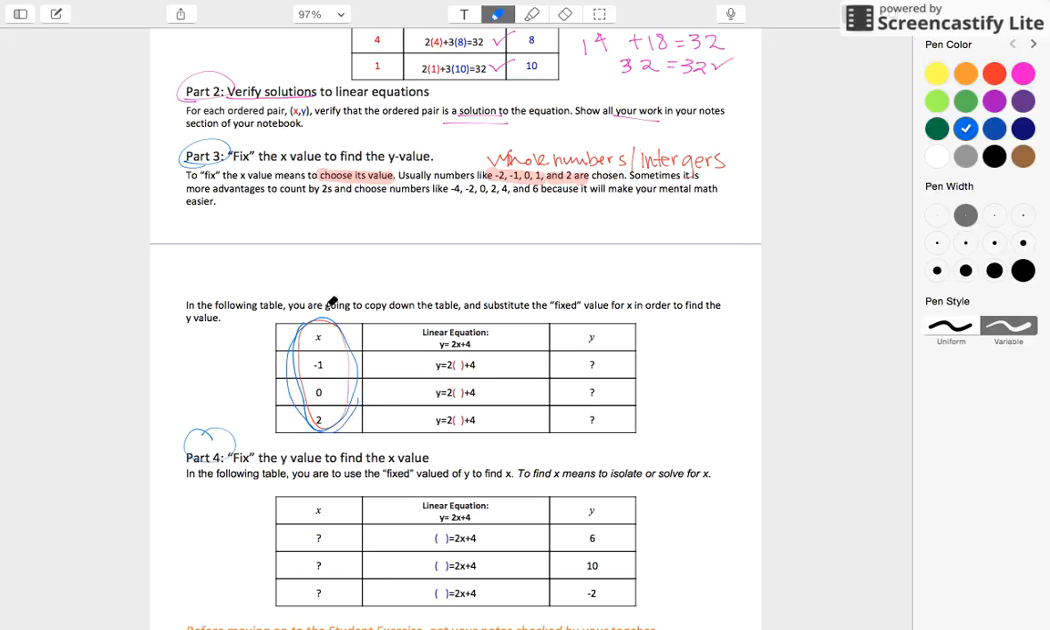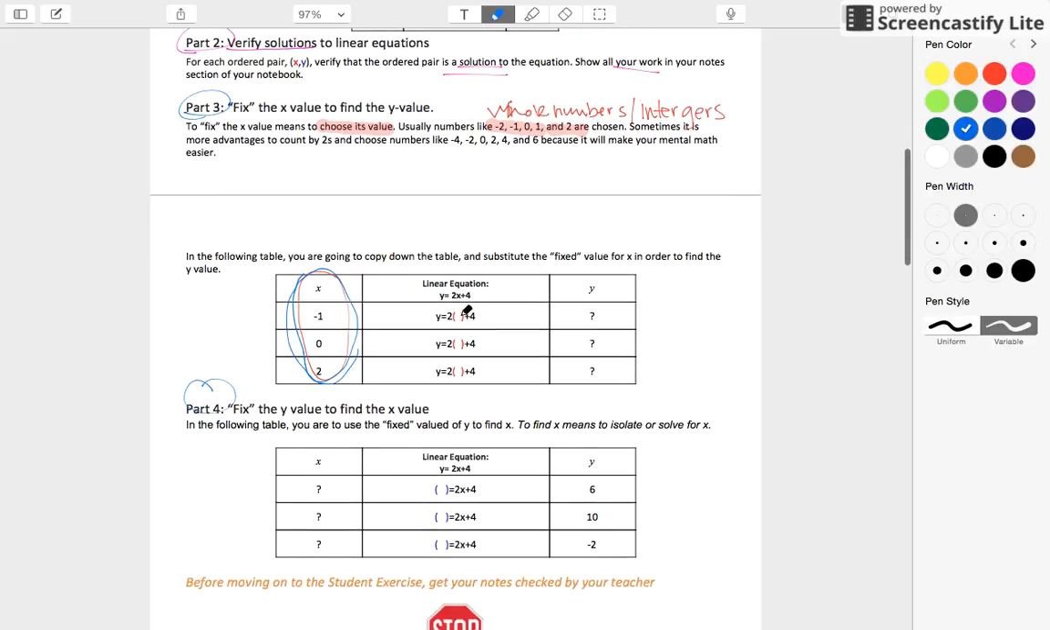So all we have to do for this next part, which you should have done in your notes, is substitute these values in. So when you put in -1 here, you can substitute 0 here and substitute 2. And you can do this in your head. 2 times -1 is -2 plus 4. Well, we know what that is. That gives you 2. And then 2 times 0 is 0, plus 4 is just 4. So that equals 4. And 2 times 2 is 4 here, plus 4, which then gives you 8 as your output.